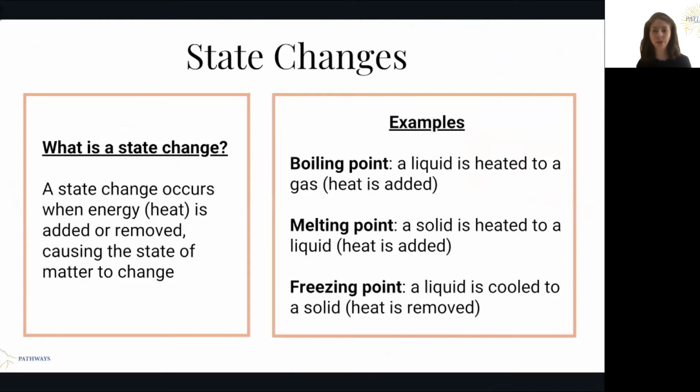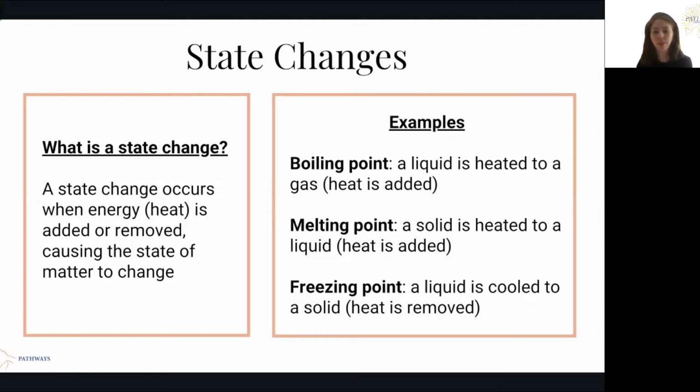Some common examples that you've probably heard of state changes are boiling point, which is when a liquid is heated to a gas, so heat is added. Another example is melting point, which occurs when a solid is heated to a liquid. So again, heat is added. And then a third example is freezing point, which is when a liquid is cooled to a solid, or heat is removed. I'm sure you can think of some common examples of boiling point, melting point, and freezing point.